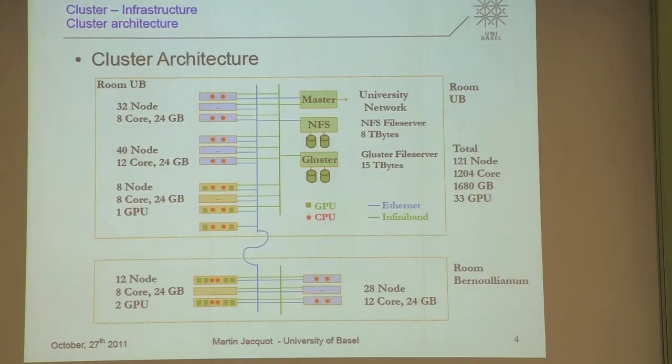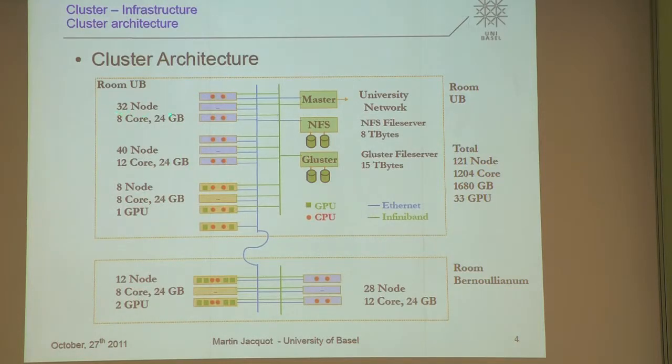Okay, for 2 years, we renewed the whole cluster, and now that's the actual architecture of our cluster. First, we can see that the whole thing is in 2 different rooms. Here we have a room Bernoullianum, room UB, and both rooms are separated by about 200 meters. So we are not able to put the cluster in only one room.